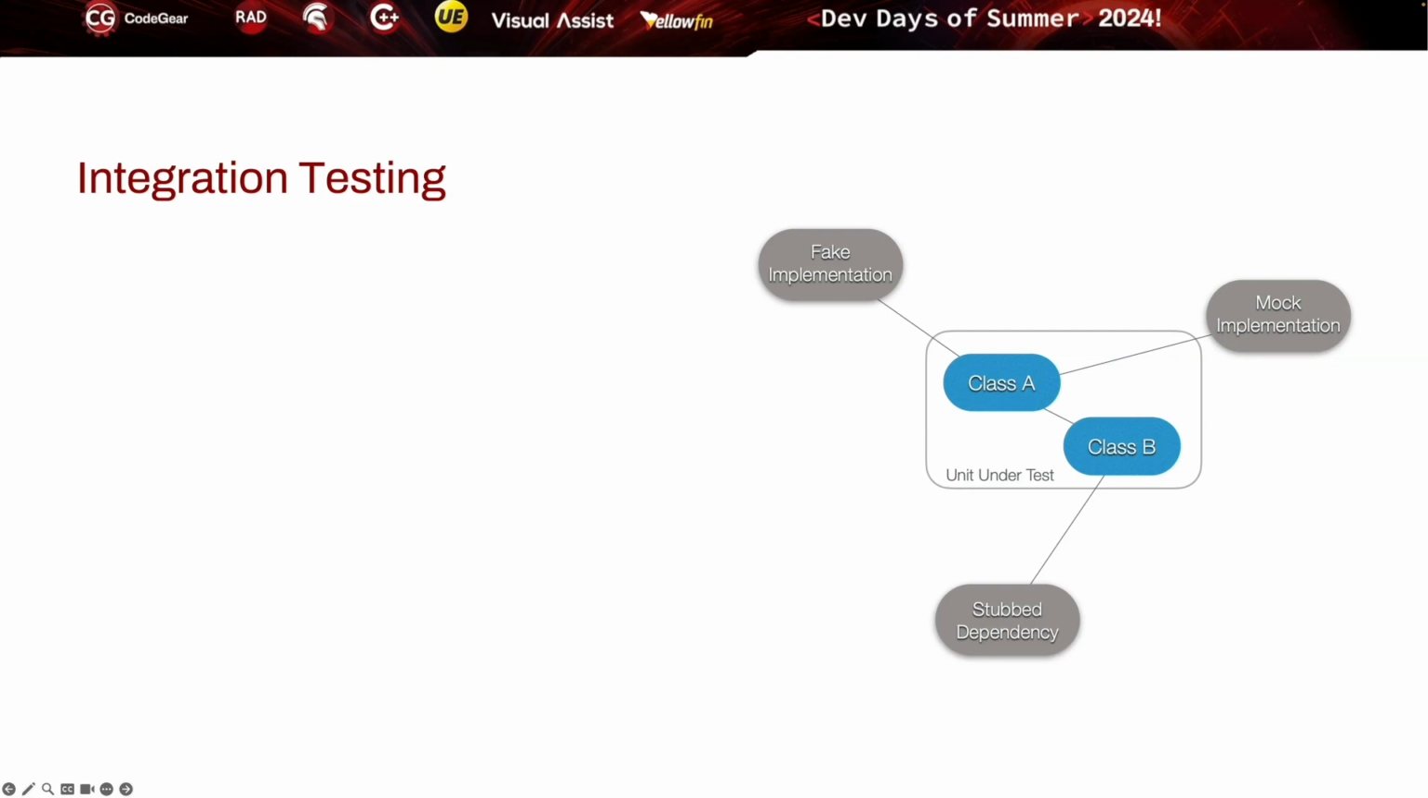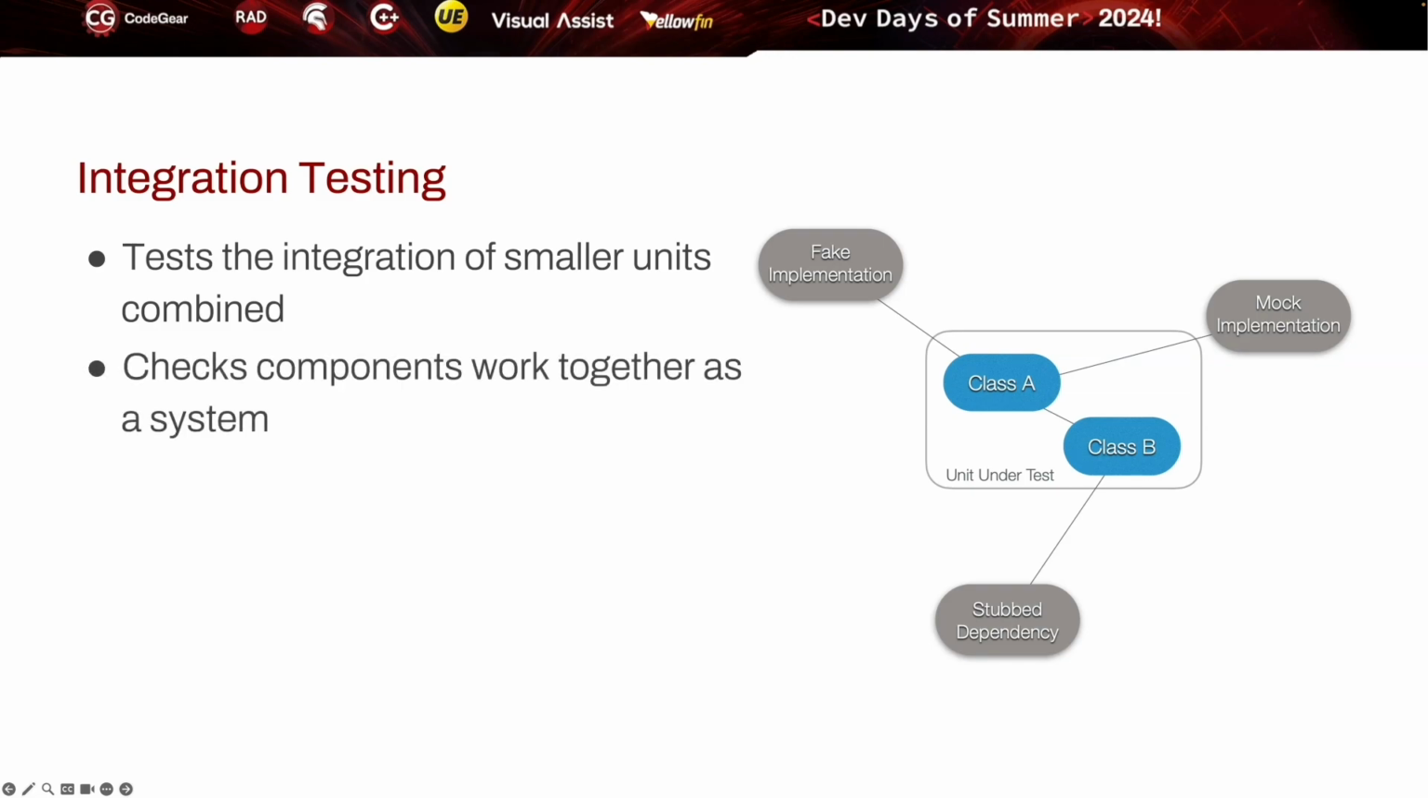Then above unit testing, the next step up really is integration testing. So this is where you have what would have been unit tested in small isolation, but you now want to test multiple classes, the smaller units, how they combine together and how they interact with each other to get a greater piece of functionality working. So it checks the components, how they work together as a system.